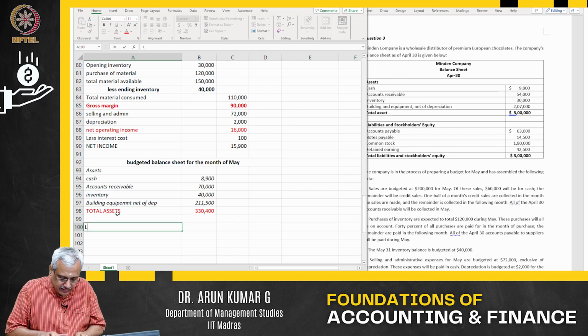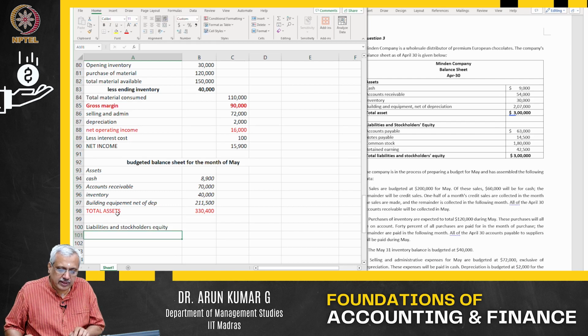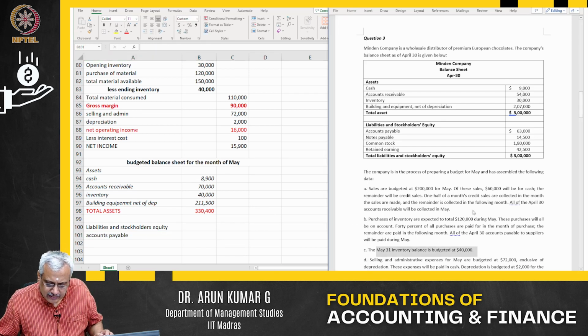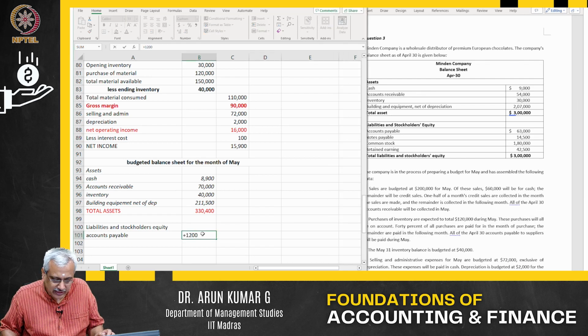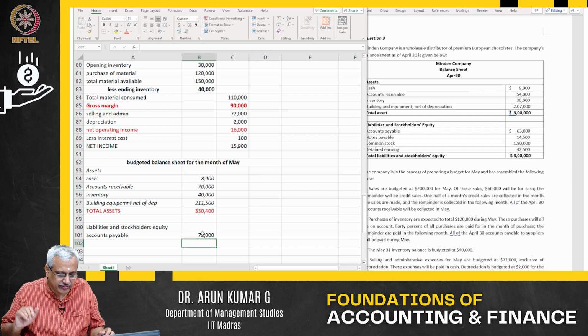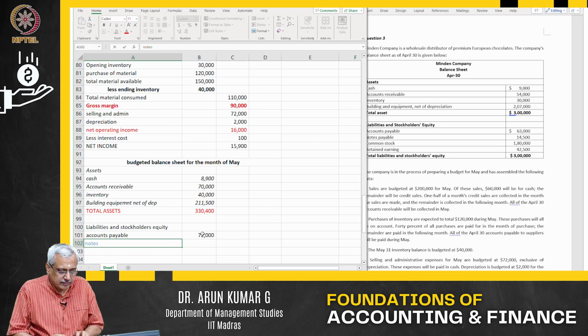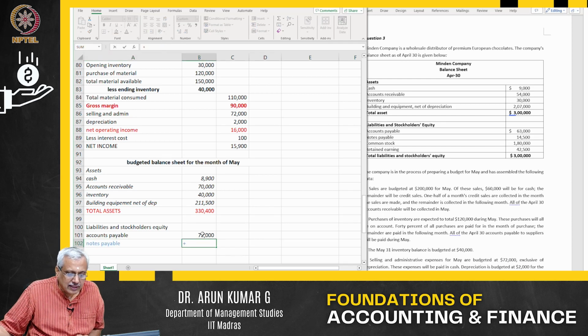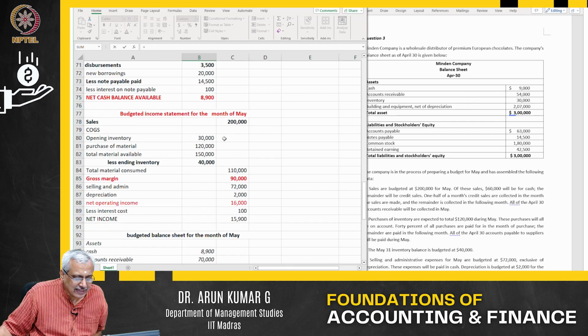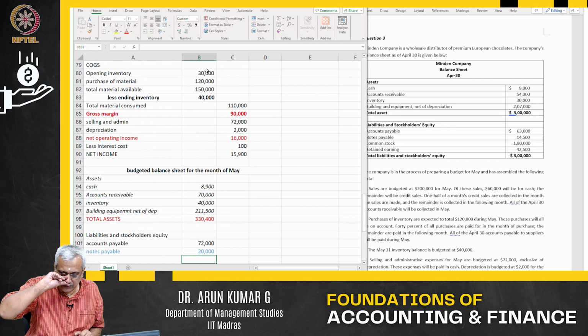Now let us look at liabilities and stockholder equity. Same thing, I am just going to accounts payable. I go back and read this. 1,20,000 is purchased, 40% is paid for in the month of purchase, 60% is paid for in the following month of purchase. So accounts payable 1,20,000 into 0.6. Notes payable. What is the notes payable? There is a new note, new borrowing, which I have basically had out here. Yes, that is a note payable.